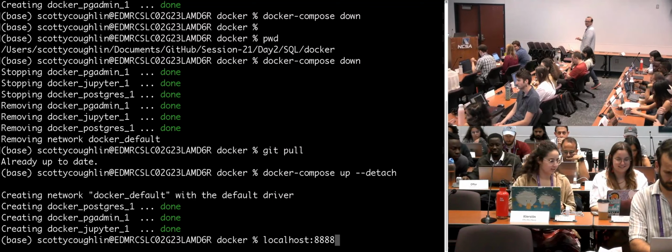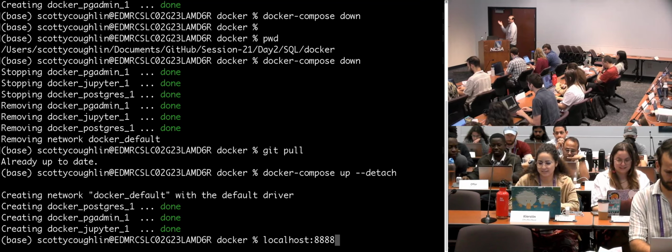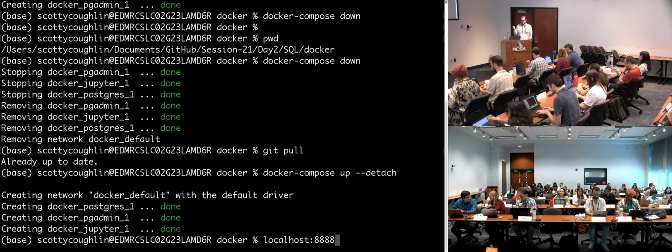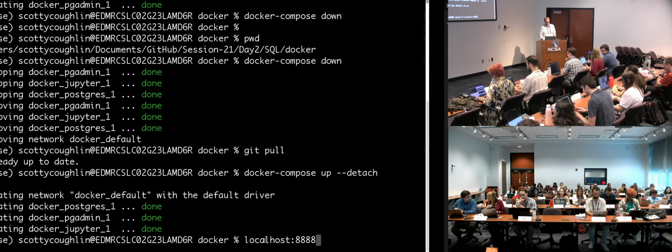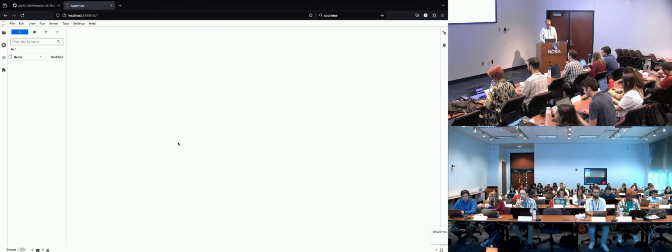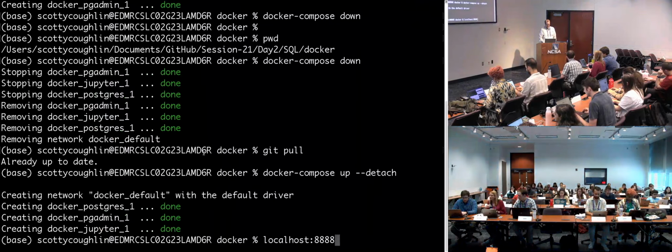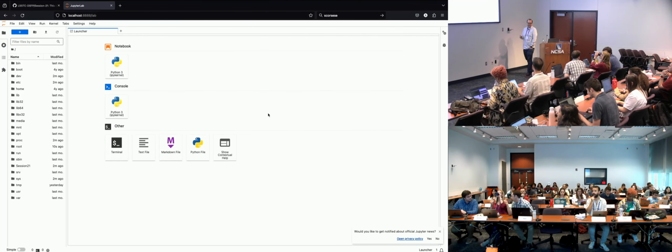But, okay. So if most folks have made it to the point where they have successfully run docker compose up --detach, what I'd like you to do is go to localhost:8888 in your browser. Again, that's localhost:8888, four 8s in your browser. And it should take you to a Jupyter Lab session where it asks you to put in a password or a token.